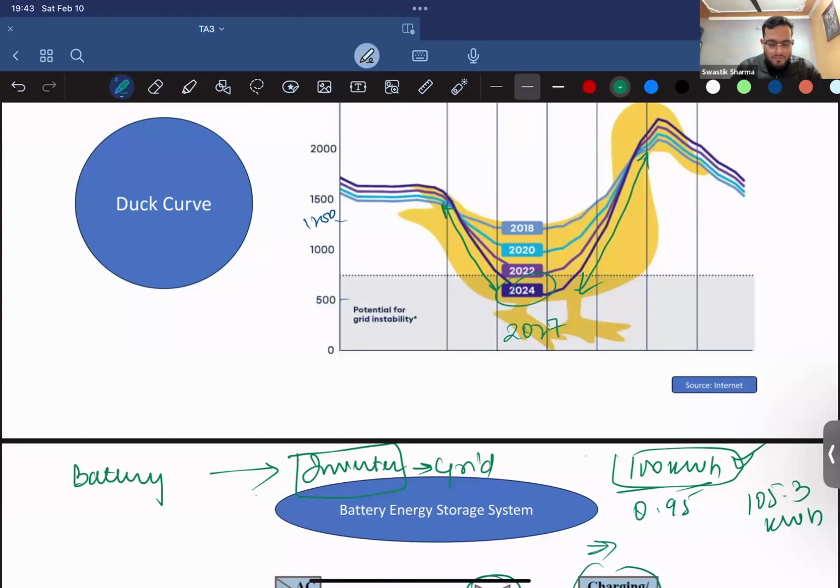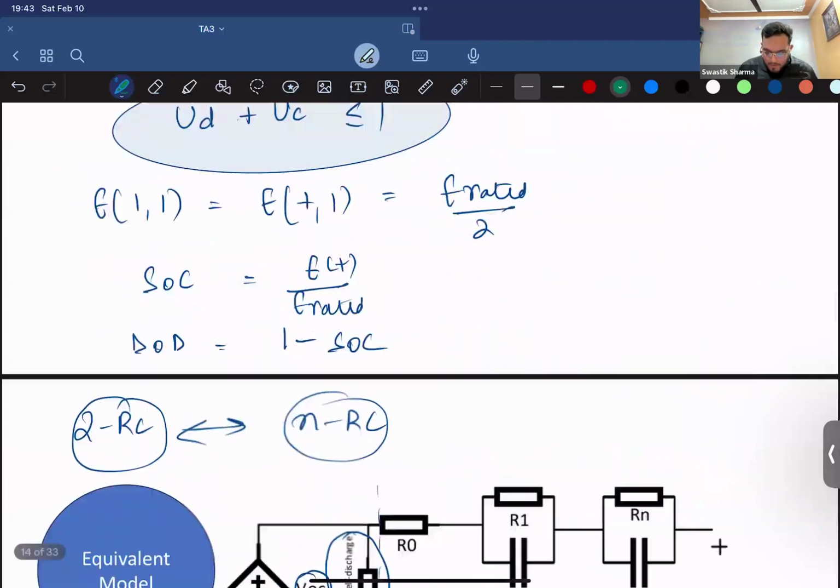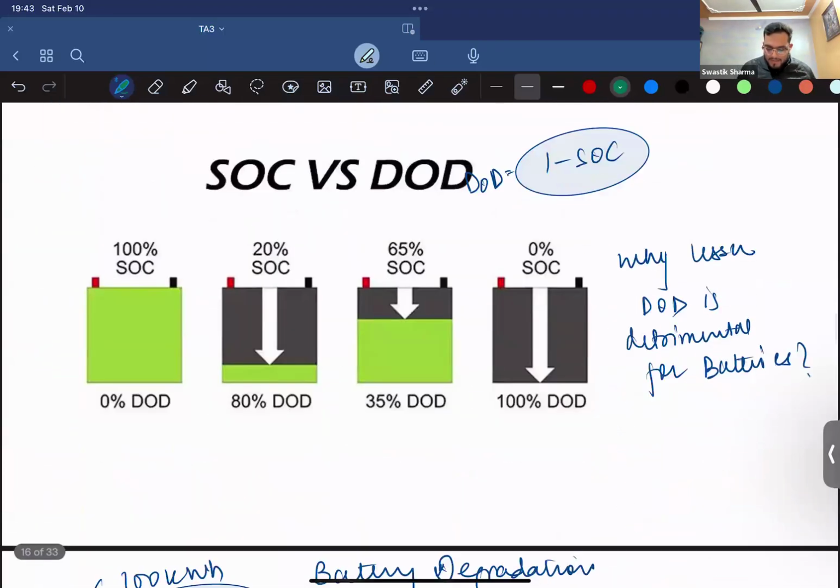Yes, Dharmendra ji. Yes, sir. One question, sir. What is the active cell balancing? What are the different methods? Okay. So I talked about passive cell balancing.